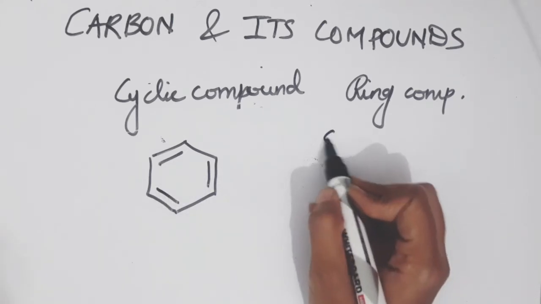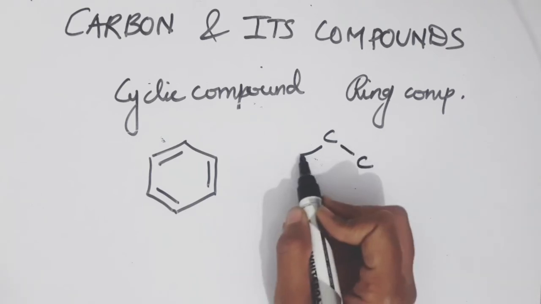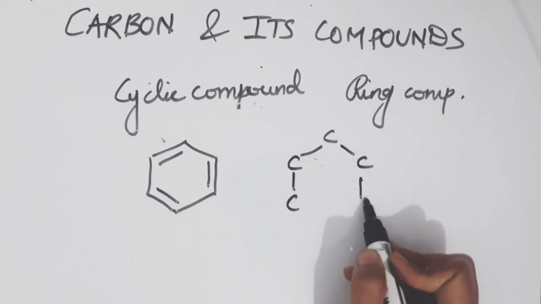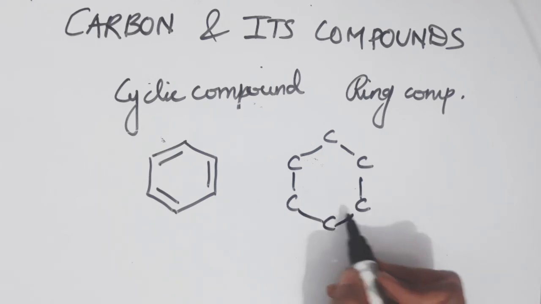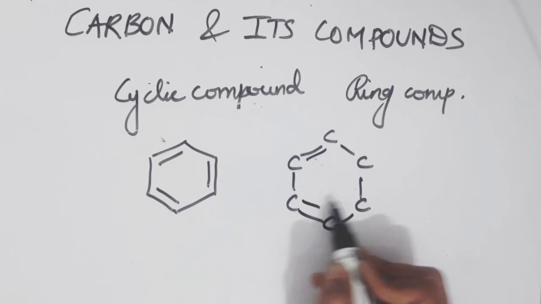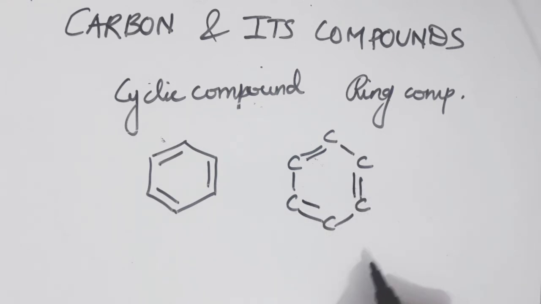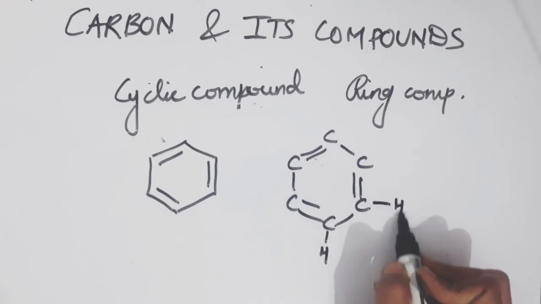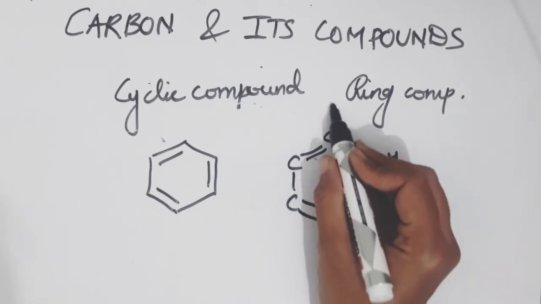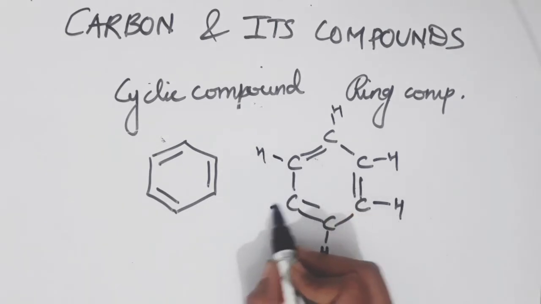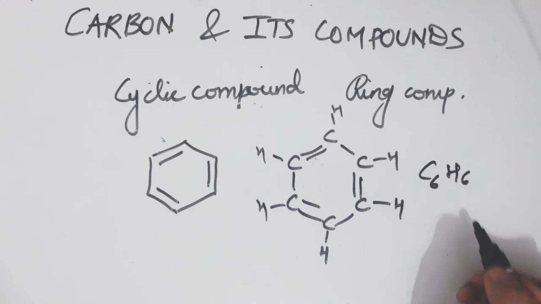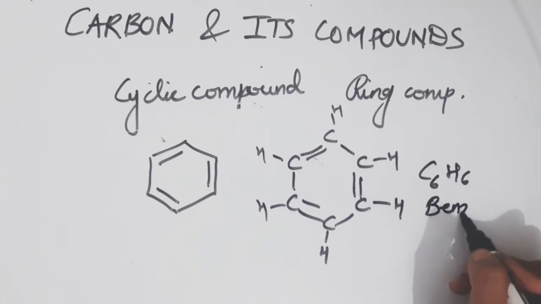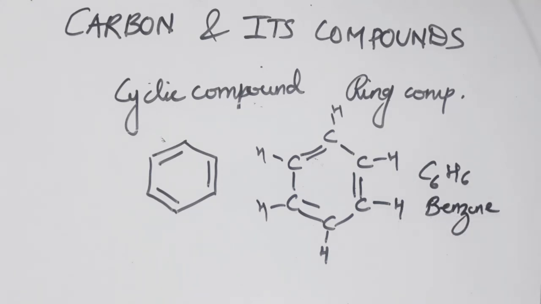Again, you can write it in the form of an open structure having carbon atoms. In total, benzene has 6 carbon atoms, and if you add alternate double bonds, you see that only one valency of each carbon is free, and that is satisfied by hydrogen. So each carbon will be linked to only one hydrogen atom, and the general formula would be C6H6. This is known as benzene.